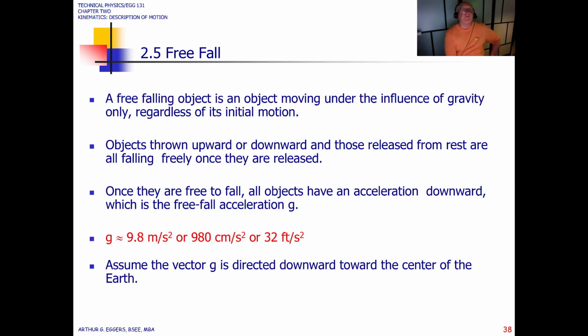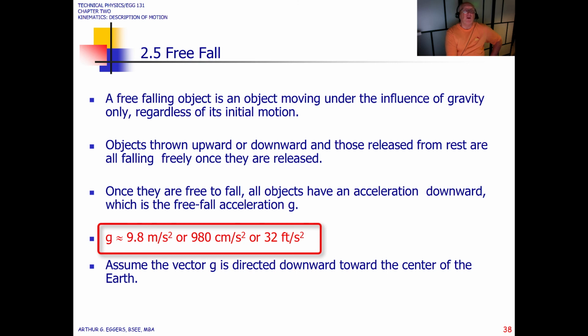In the last section, we look at something called free fall, where we've done everything on the horizontal or the x-axis. Now we're going to look at moving everything to the y-axis or the vertical axis. A free-falling object is an object moving under the influence of gravity only, regardless of its initial motion. So that should give you an immediate clue. When we're talking about only the influence of gravity, we've got a constant acceleration. That acceleration is 9.8 meters per second squared.